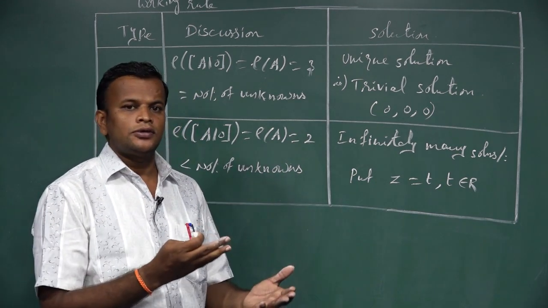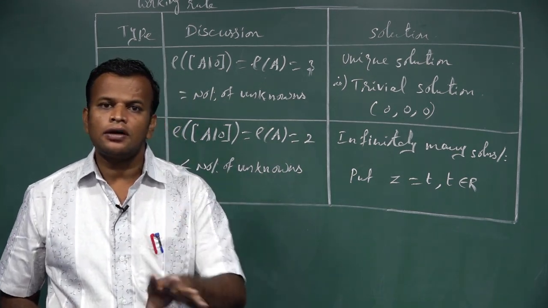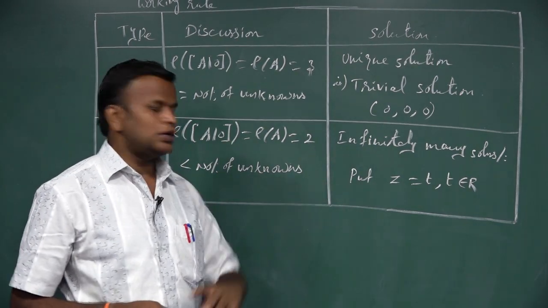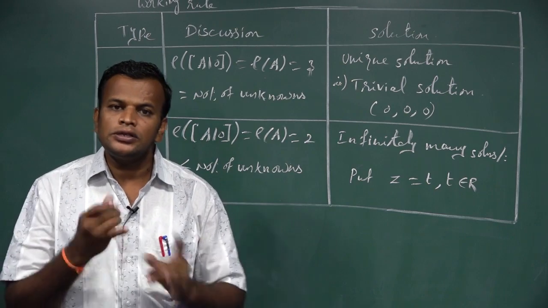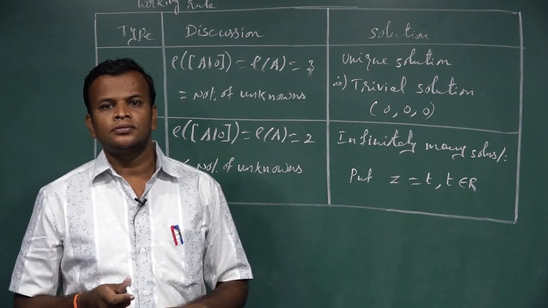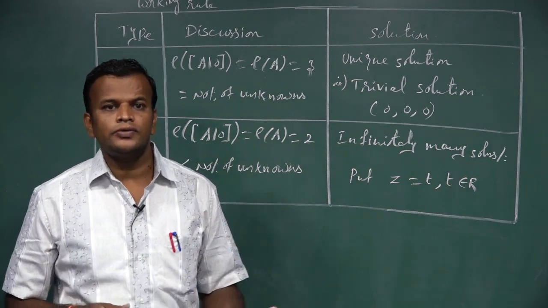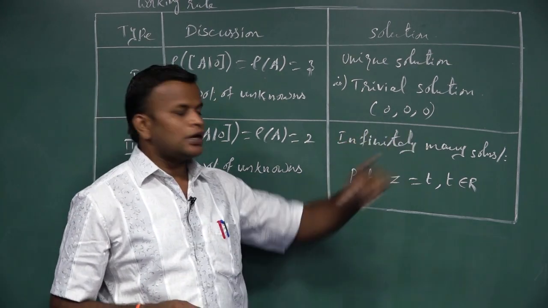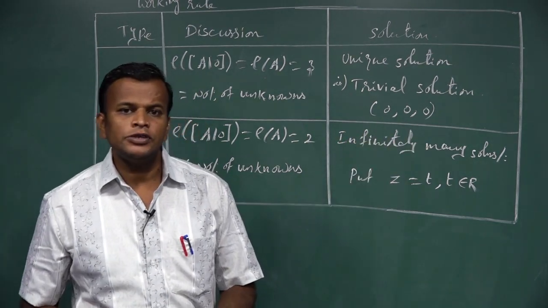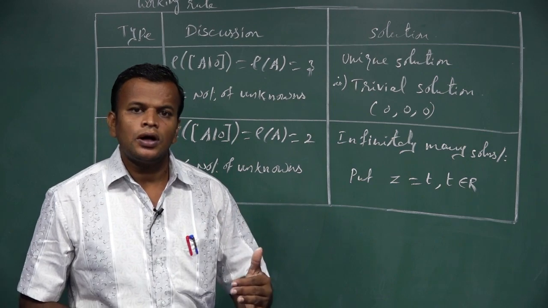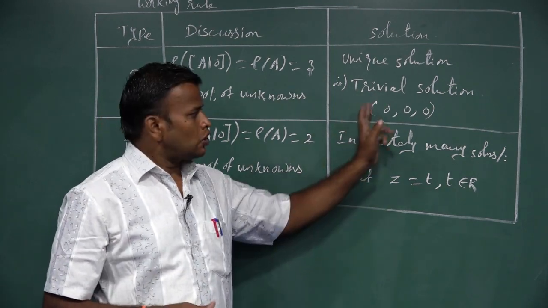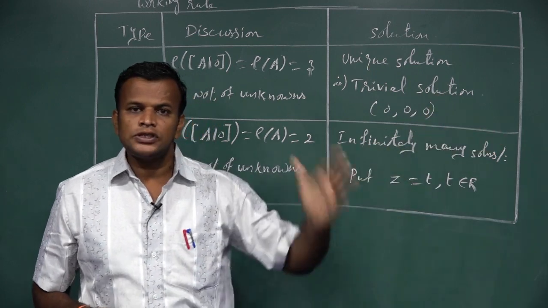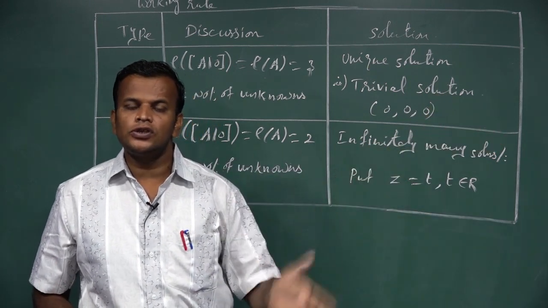We know the working rule: we assign 2 variables as constants. So there are just 2 types. In infinitely many solutions, the solution may be trivial or non-trivial. Trivial means all values in the solution set are 0. Non-trivial means some value may be 0 or not 0. Suppose a solution set contains 0, 0, 1. We say it is a non-trivial solution.